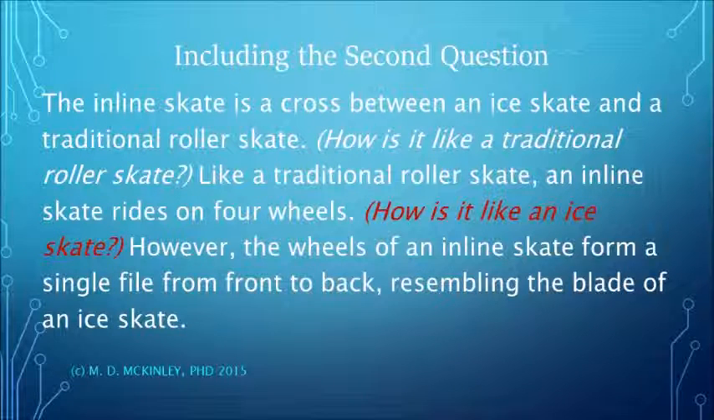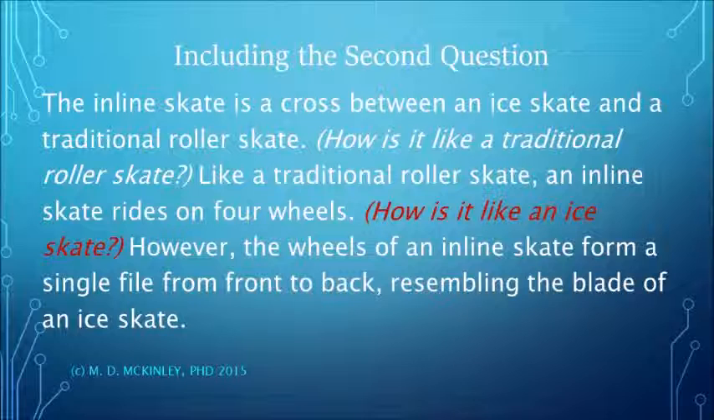For instance, the inline skate is a cross between an ice skate and a traditional roller skate. How is it like a traditional roller skate? Like a traditional roller skate, an inline skate rides on 4 wheels. How is it like an ice skate? However, the wheels of an inline skate form a single file from front to back, resembling the blade of an ice skate.